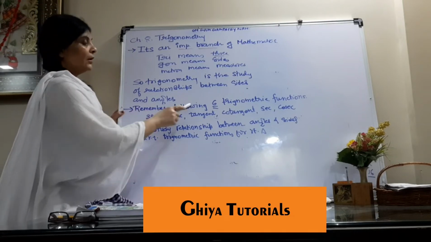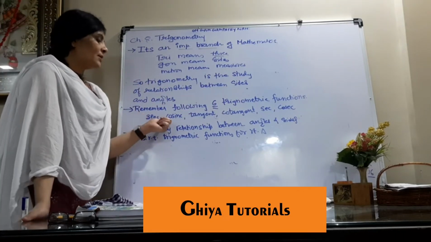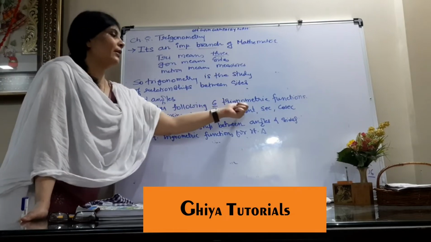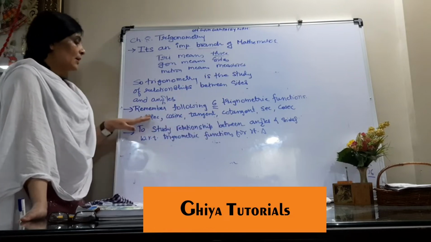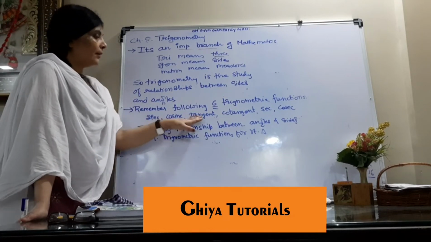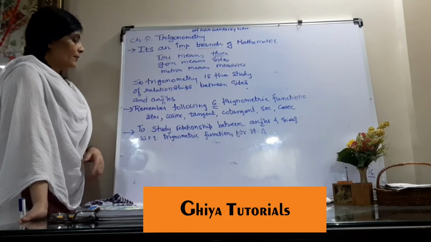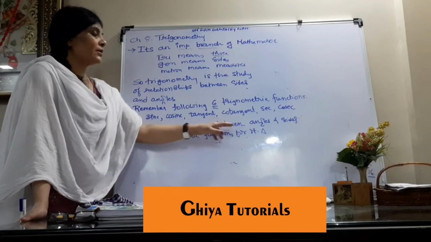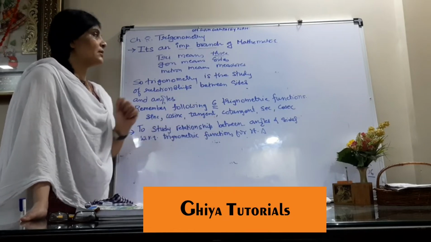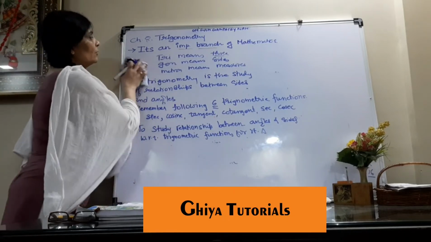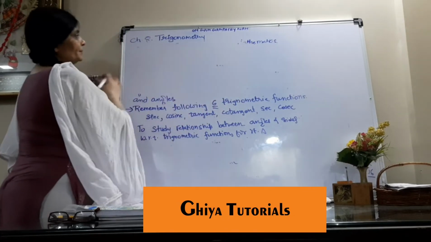We have to remember six trigonometric functions. Here we are learning the six trigonometric functions for the first time. The complete chapter depends on these functions: sine, cosine, tangent, cotangent, secant and cosecant. To study the relationship between angles and sides with respect to these trigonometric functions for a right triangle, we have to go with the right triangle itself. Let us study.